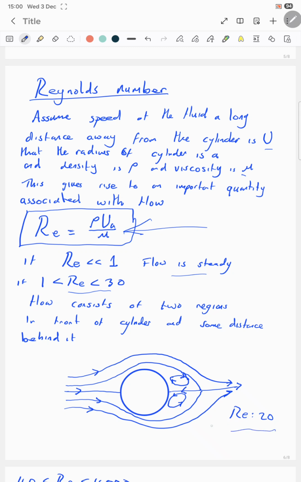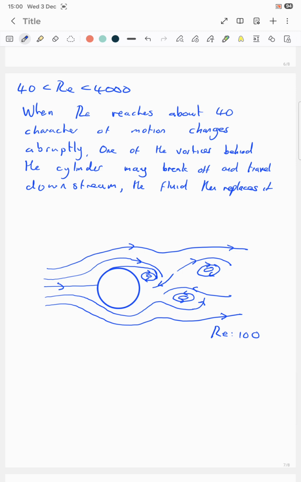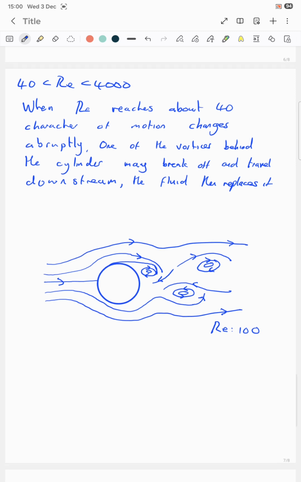Now this is an example for a Reynolds number of 10, and we end up with these vortices behind the cylinder as the flow passes the cylinder. Now for Reynolds number greater than 40 and less than 4000, when the Reynolds number reaches about 40, the character of motion changes abruptly. One of the vortices behind may break away from the cylinder and travel downstream, but then the fluid quite quickly replaces this broken off vortex by another one, and so on and so on. And this is with a Reynolds number of 100.